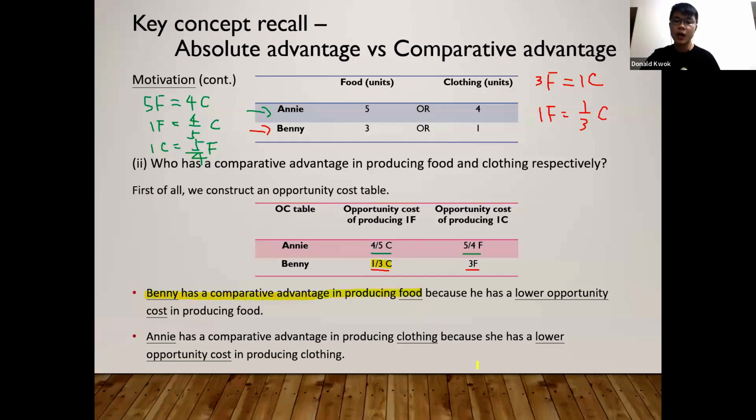All right, so how about clothing production? Annie requires 5/4 F to produce 1 unit of clothing, while Benny requires 3F to produce 1 unit of clothing. Since 5/4 is less than 3, this means that Annie has a lower opportunity cost in producing clothing, and thus a comparative advantage in producing clothing. So this is how we can determine who has the comparative advantage in production.